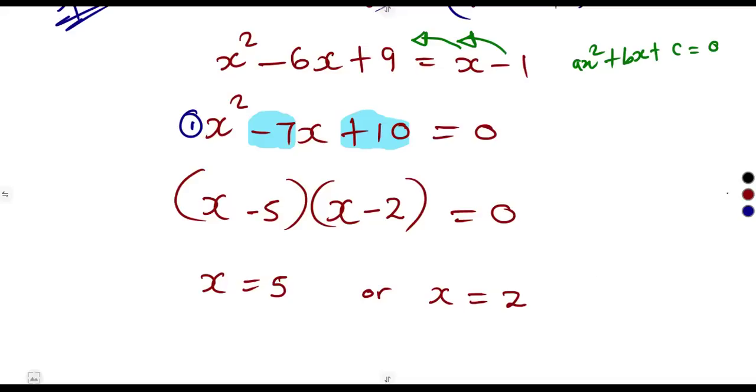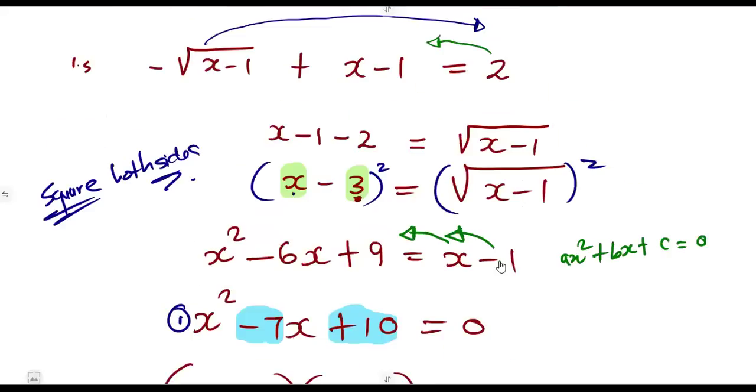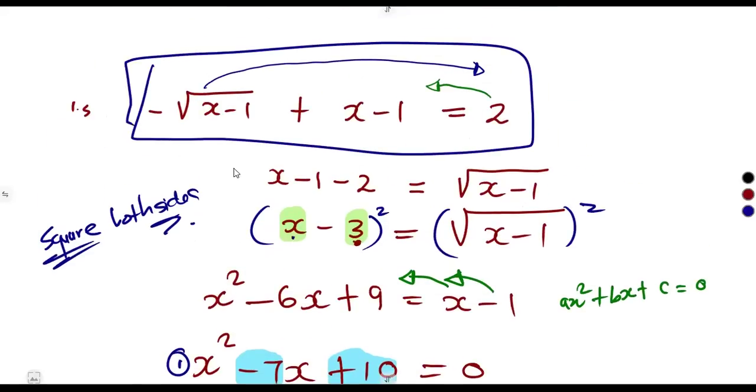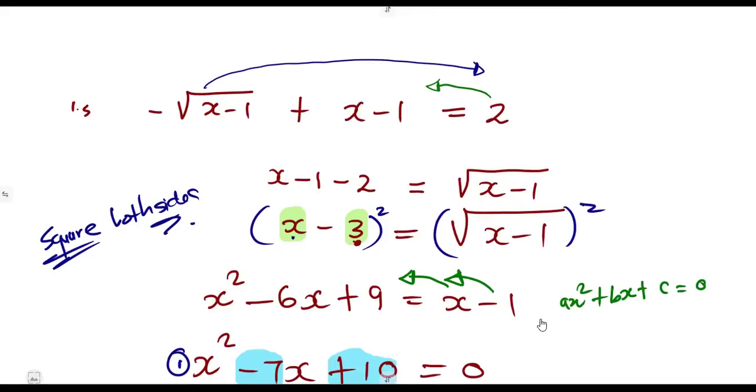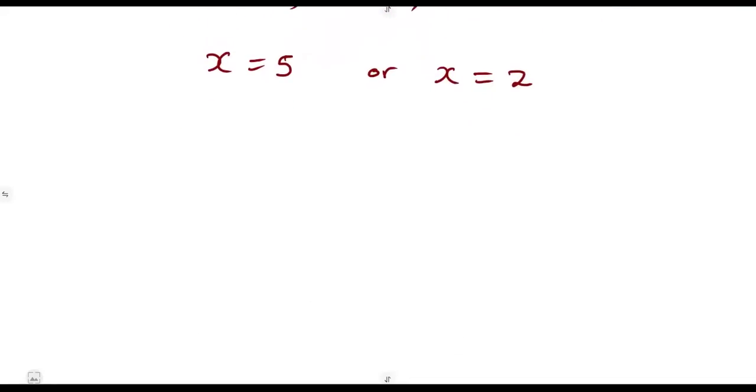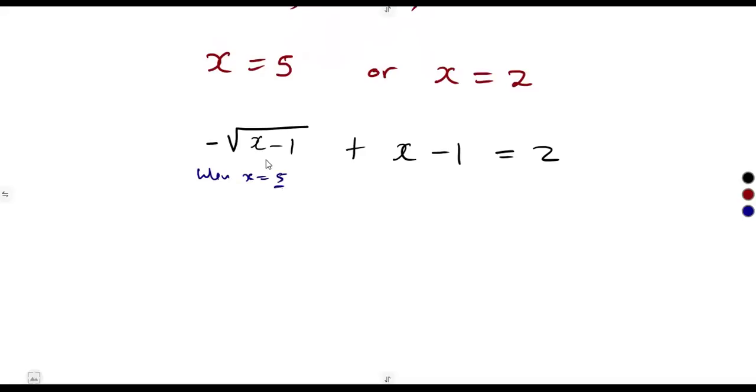But as we must figure out back to our original question, we must test it back there. These values that we are obtaining, are they going to satisfy the condition of our original equation as it was? Remember our original equation: minus the square root of x minus 1 plus x minus 1 is equal to 2. So let's take on this condition. When x is what? When x is 5, we put a 5 here.